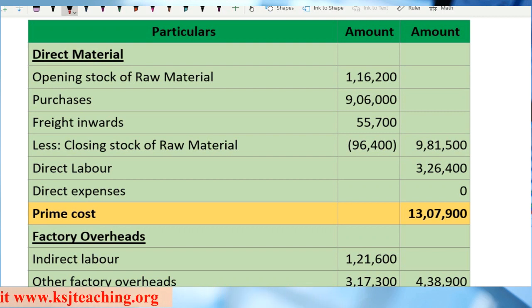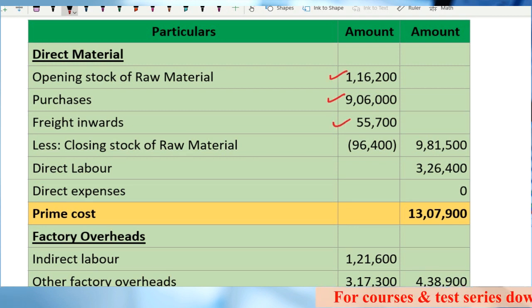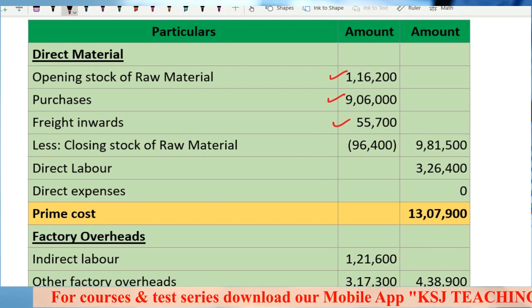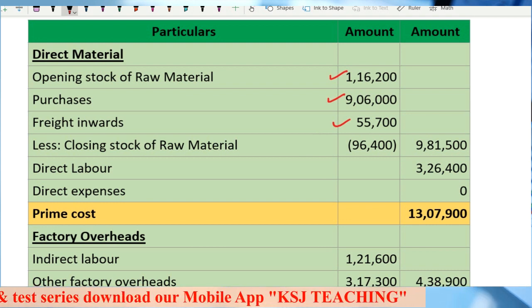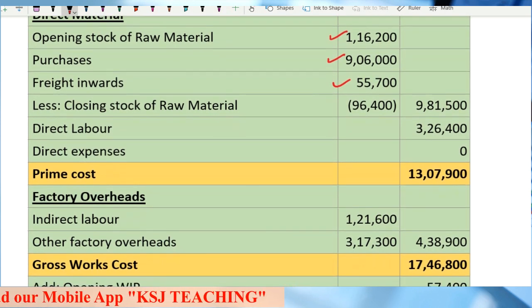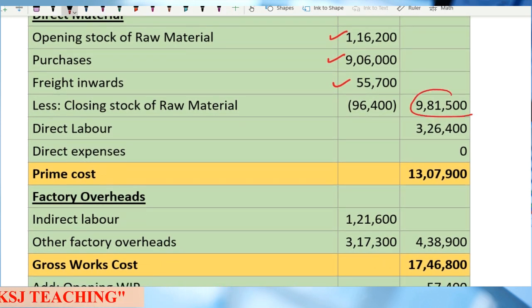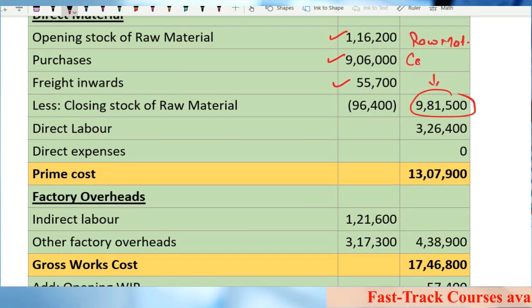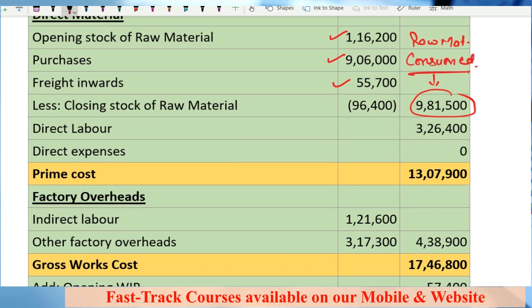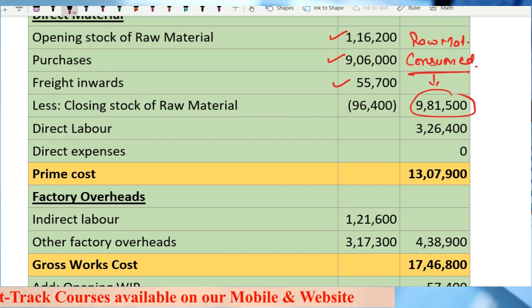So, the first thing is direct material: opening stock of raw material, this is given to you. Plus purchases is given to you. Plus freight inward. Be careful, freight inward will always form part of raw material. This is what I have already told you, isn't it? Less closing stock of raw material. This figure, 9,81,500, is your raw material consumed. Any doubts in this?